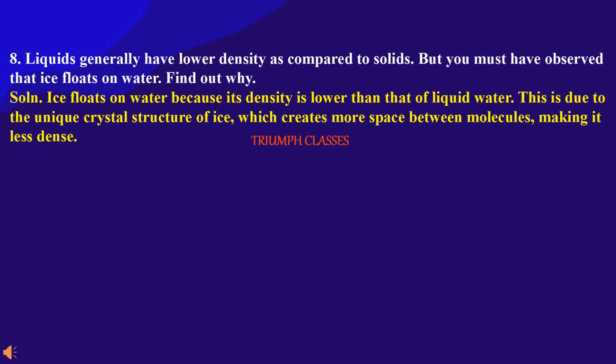Next, liquids generally have lower density as compared to solids. But you must have observed that ice floats on water. Find out why. It's because the density of ice is lower than that of liquid water. This is due to the unique crystal structure of ice, which creates more space between molecules, making it less dense.